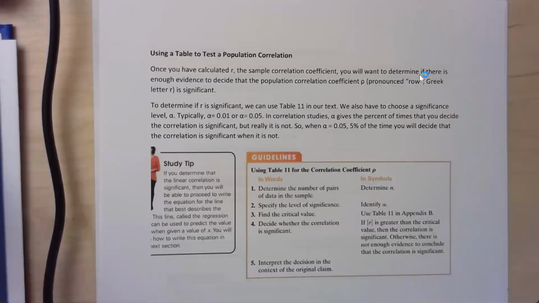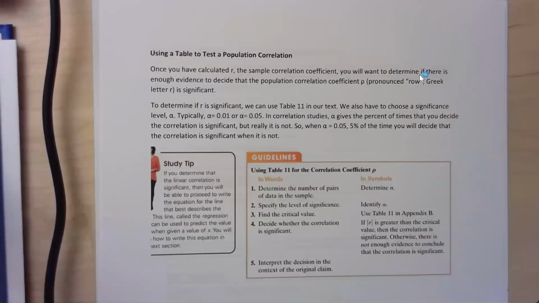Once you've calculated R, the sample correlation coefficient, you will want to determine if there is enough evidence to decide that the population correlation coefficient rho is significant. So in statistics, we take samples to make conclusions about the population. So we want to know, is our R strong enough so that we can apply this idea to the whole population, right? Our sample size was only 10. Maybe that's not enough. Even though our R is high, maybe because the sample size is so low, it's not strong enough to make this conclusion applicable to the whole population.